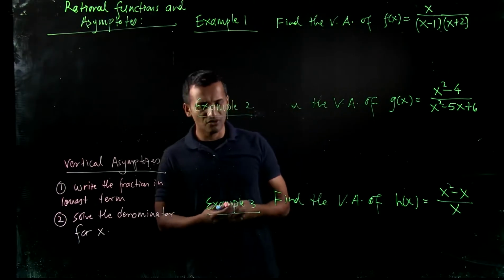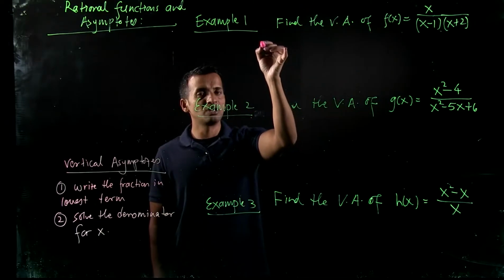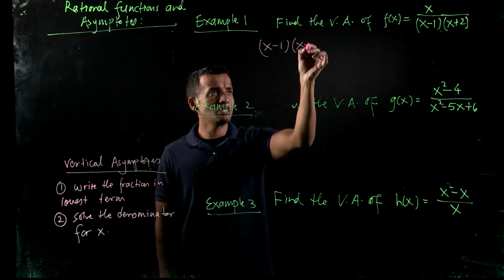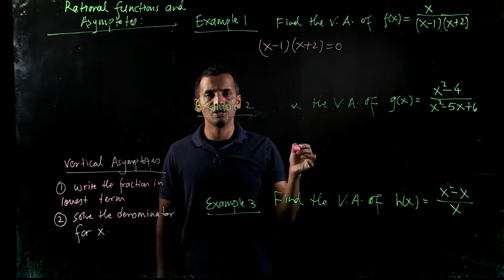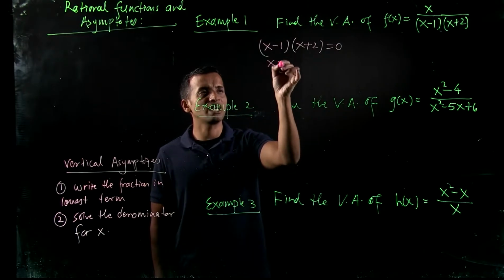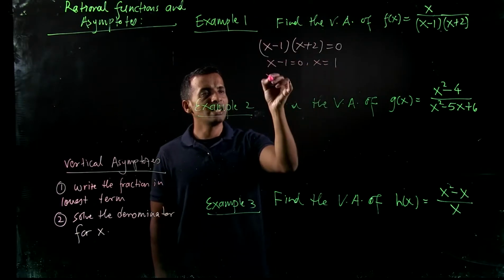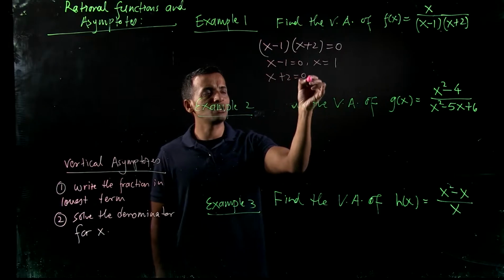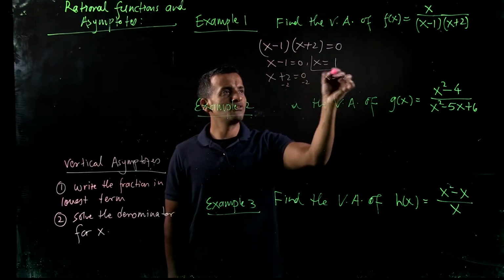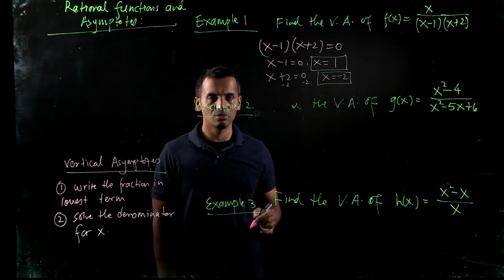So now to find the vertical asymptote, you solve the denominator. So you write x minus 1 times x plus 2 equals 0, right? So what do you get? Either x minus 1 equals 0, that is x equals 1, or x plus 2 equals 0, that is, if you subtract 2, you'll get x equals negative 2. So the vertical asymptotes are x equals 1 and x equals negative 2.